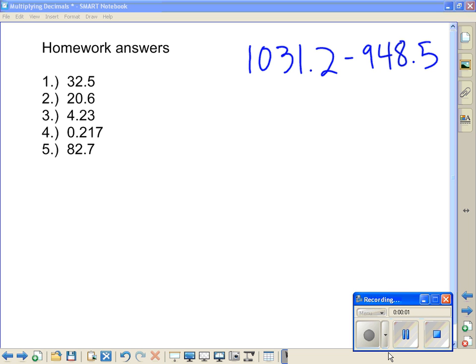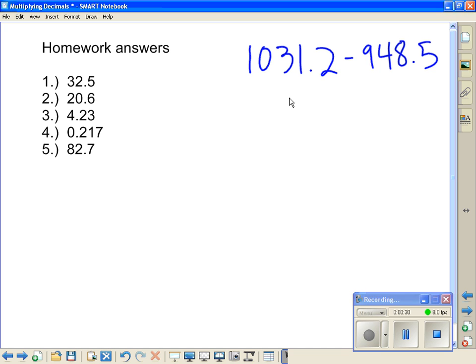So this is a homework problem from the homework that was due today on Wednesday the 19th. And this is the last problem that we have to do. It's 1031.2 minus 948.5. And Nyla has already told us that our first step is to write the numbers on top of each other, lining up the decimals.